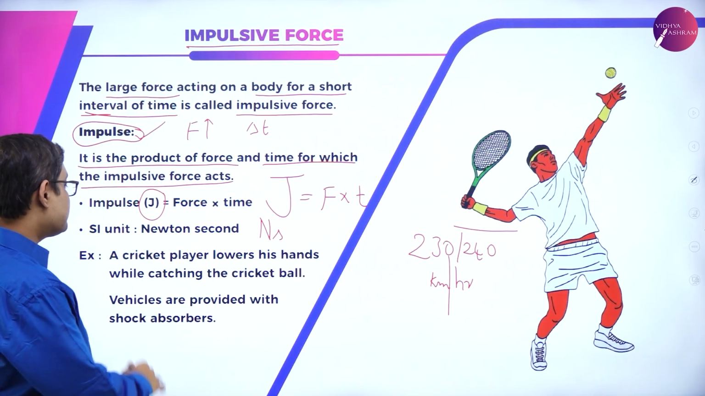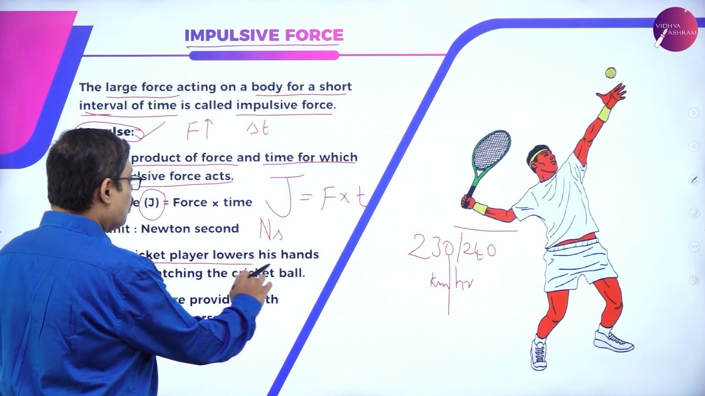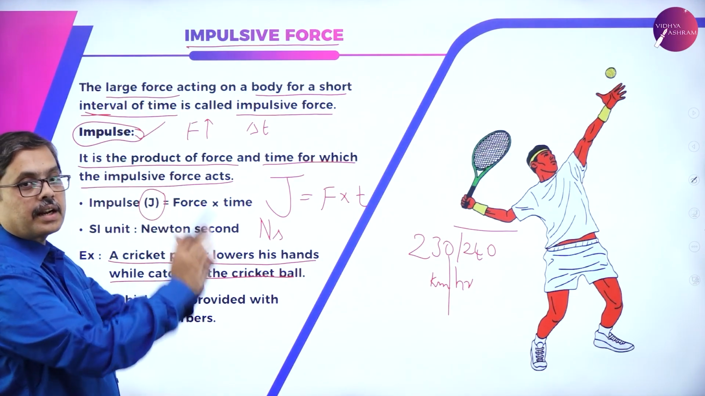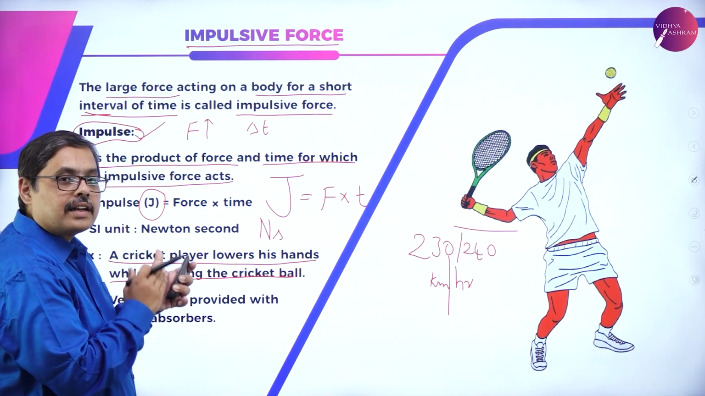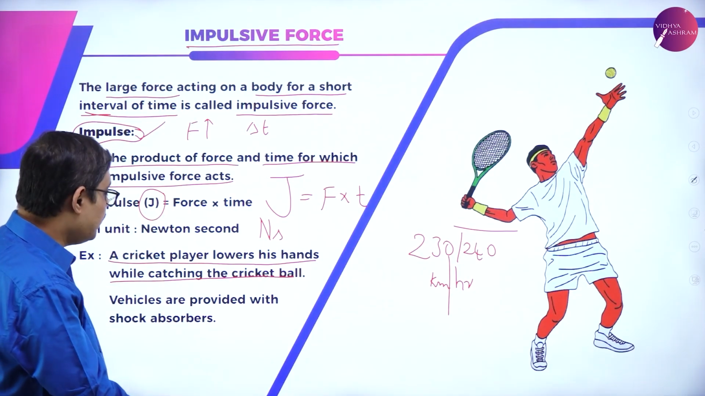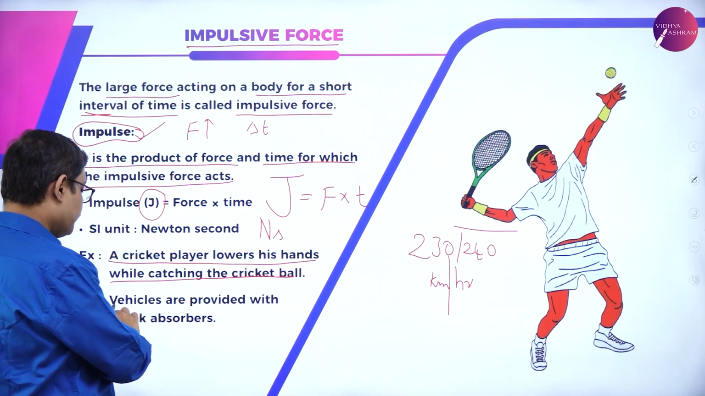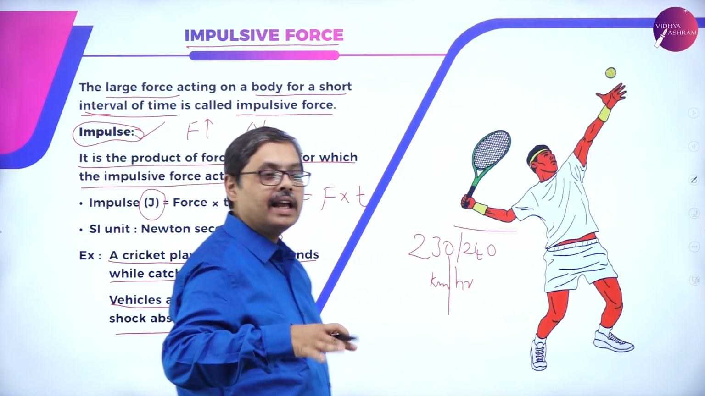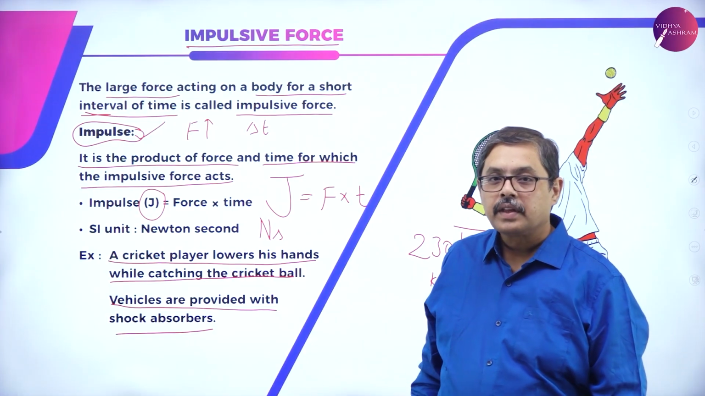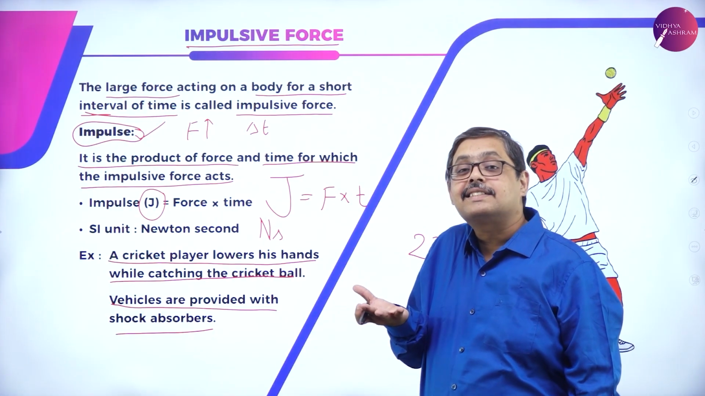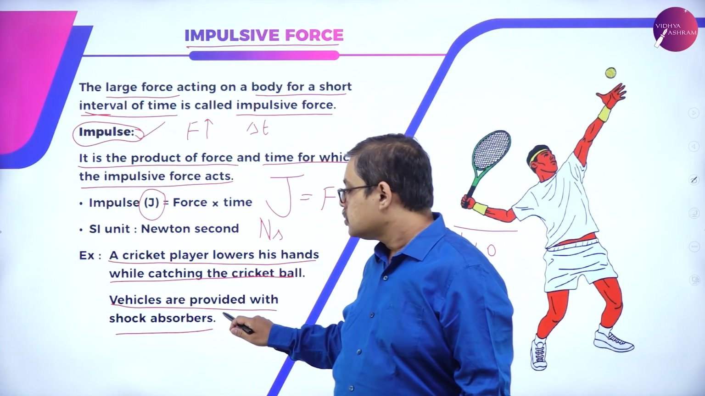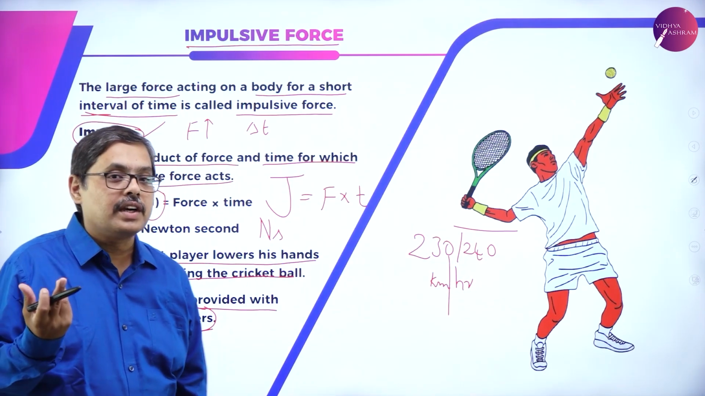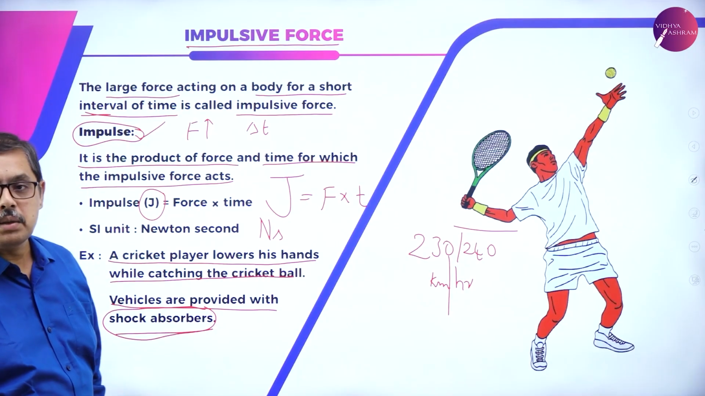How to reduce the impulsive force? A cricket player lowers his hands while catching the cricket ball. If you have your hands higher up in the air, it will hit you harder. If you just take it downwards, it will hit you with a lower force. Vehicles are provided with shock absorbers. So whenever there is an imperfection on the road, it will not affect the passengers seated inside. That is why you use shock absorbers and springs. Those are a few examples to understand what is impulse and what is impulsive force.